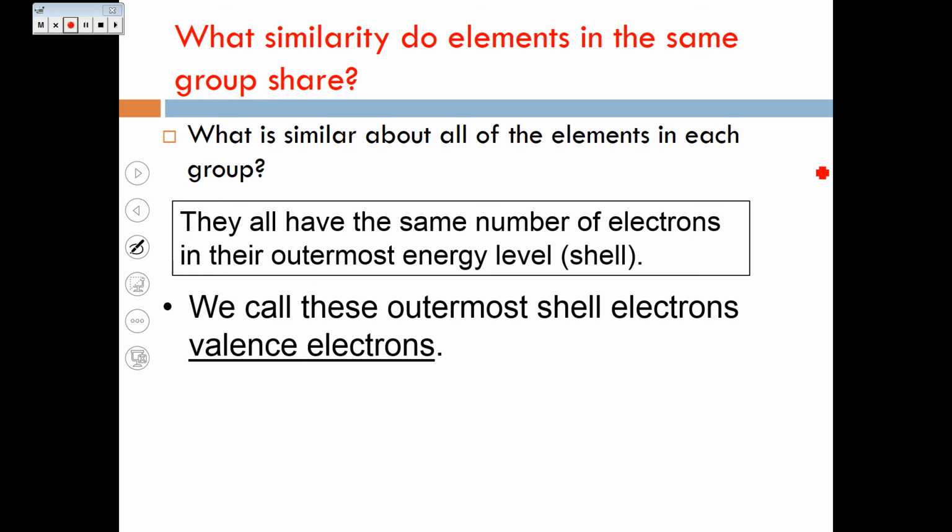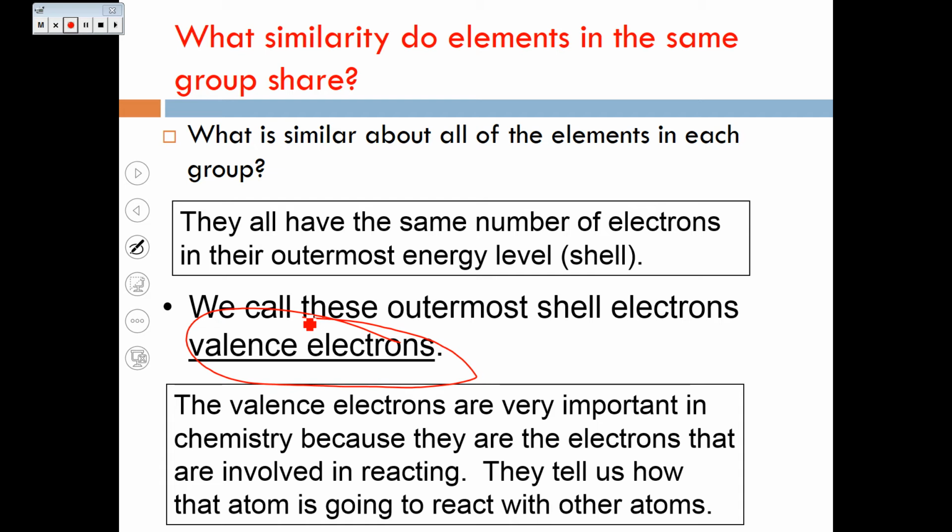We call these outermost electrons valence electrons. That is a term we will be using over and over for the rest of the year. Valence electrons are very important in chemistry because they are the electrons that are involved in reacting. They are the only ones that can be lost, gained, or shared. You cannot lose, gain, or share inner electrons.